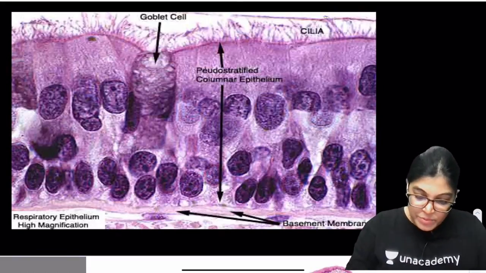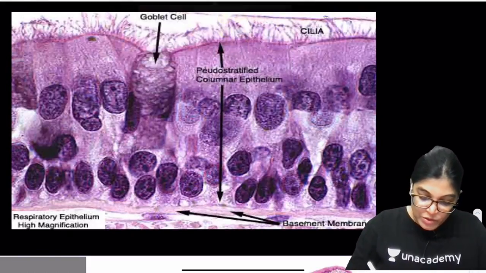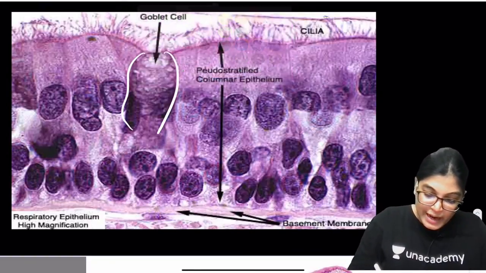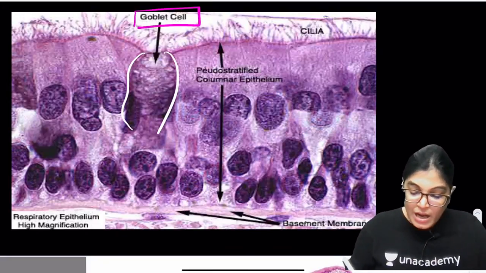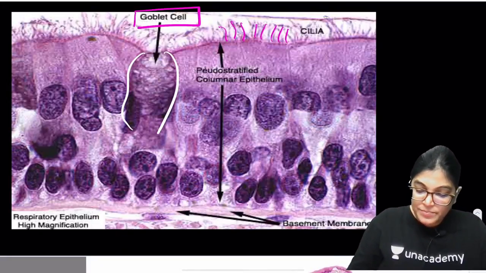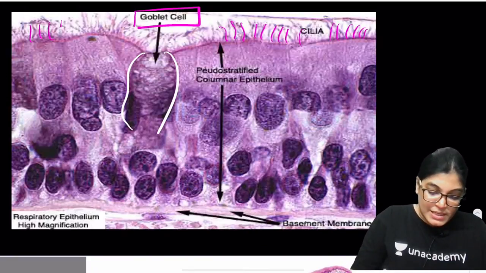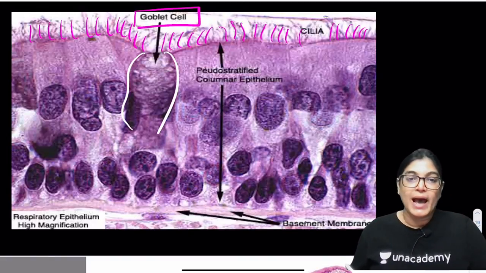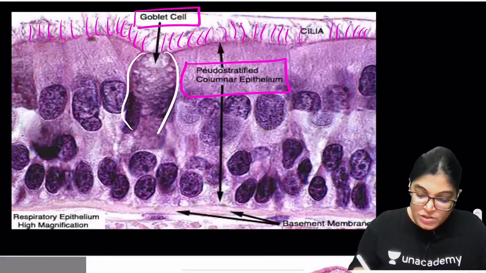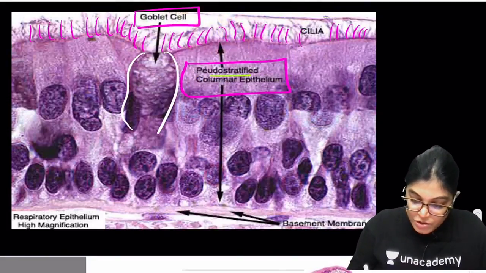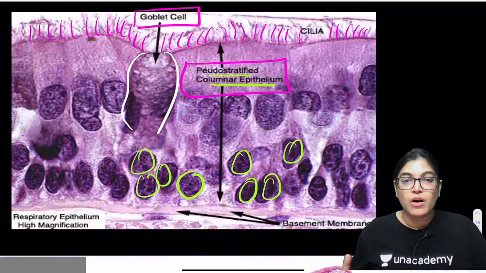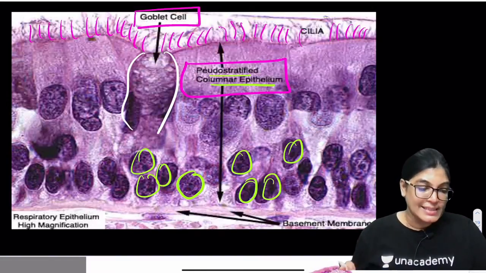So my dear students, a very beautiful diagram is here which can help you to understand. This is the goblet cells. These projections which you are seeing are the cilia, which are motile. It is an apical projection from the epithelium having motility. Lining epithelium is pseudostratified columnar epithelium, and you can see here the nuclei are at different places, giving the appearance of being multilayered, but it is actually single layered.